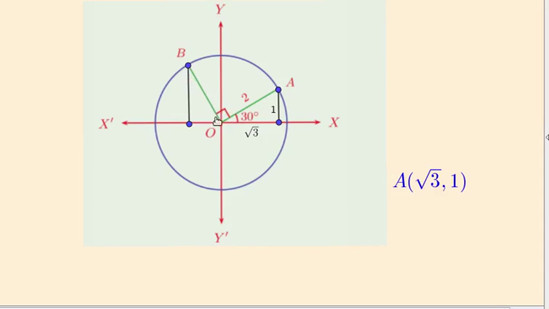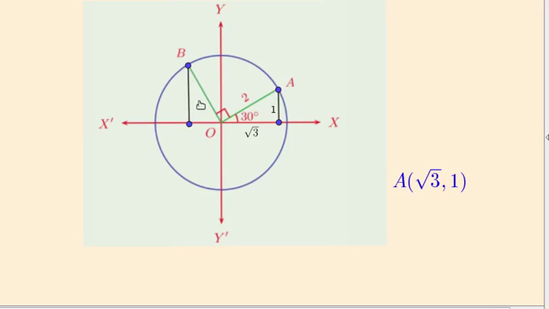Then this is 30 degree. 60 degree, 30 degree, 90 degree. This triangle is also a right triangle with angles 30, 60, 90. Then what about its sides? Sides are in the ratio 1 : root 3 : 2. Here OA equal to OB. OA and OB are radii of the circle. This is radius. This is also radius. Therefore, OB equal to 2.